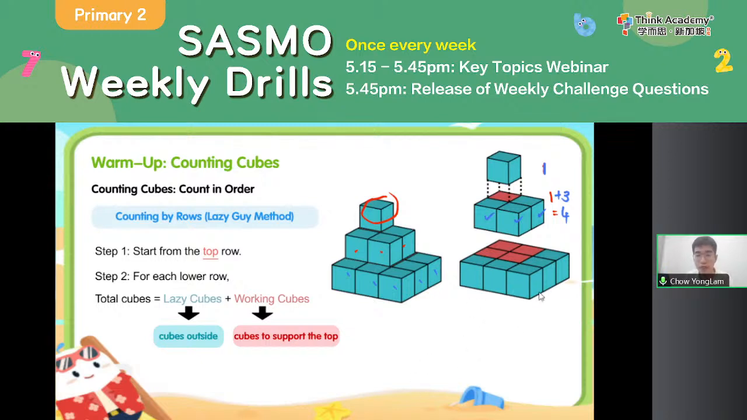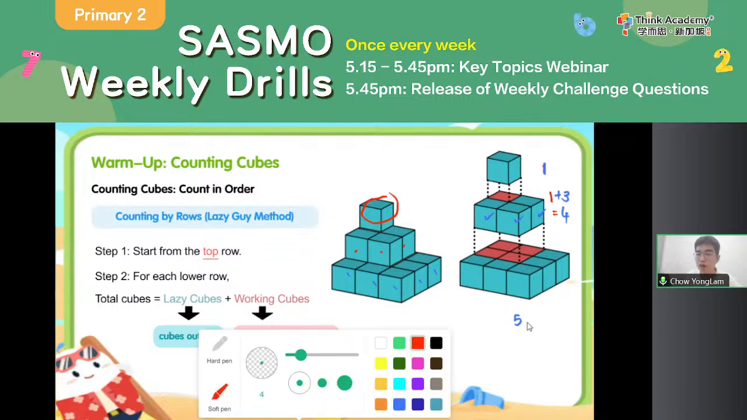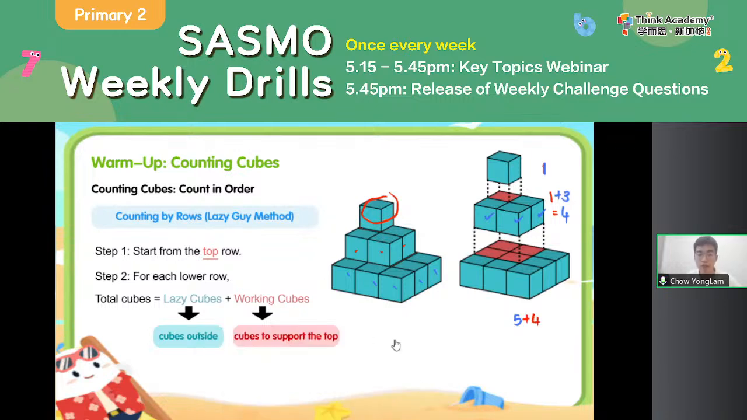How many working cubes are there? I know that there are 5 lazy cubes, but on the layer just before it, we have 4 cubes. So we need 4 cubes on top. That means there must be 4 cubes at the bottom to support these cubes on top. So there will be 5 lazy cubes, but 4 working cubes that support the other cubes on top, to get 9 cubes in total in that layer.